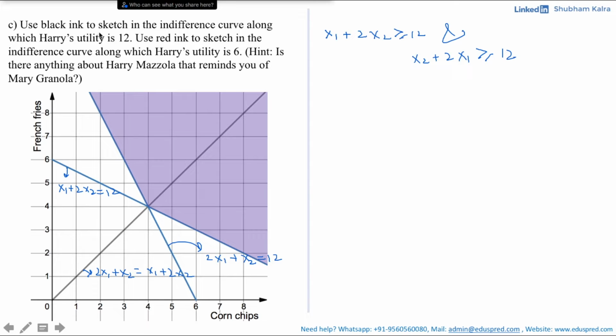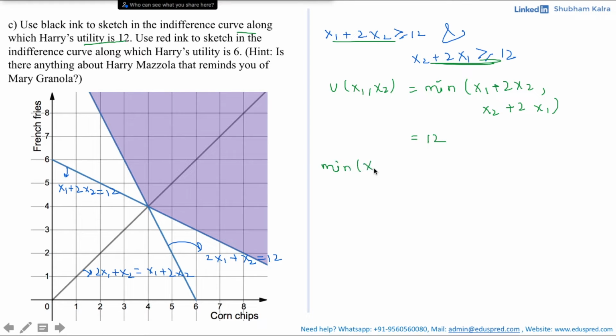Now the question says use the black ink to sketch in the indifference curve along which Harry's utility is 12. Note that the purple region corresponds to this inequality and you have the utility function of the form minimum of x1 plus 2x2, comma, x2 plus 2x1. If we want the utility to have the value of 12, that means we want the minimum of x1 plus 2x2, comma, x2 plus 2x1 to be equal to 12. Now be very careful. This region corresponds to the area where you have the value of at least 12, that means either 12 or more than 12. And these blue lines give you the value of exactly 12.